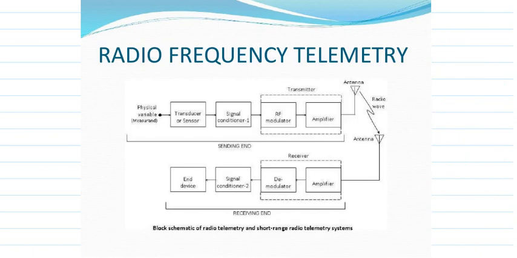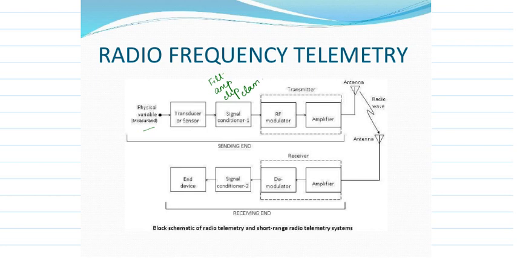So the general block diagram, what we have discussed, is the same thing. The physical variable, that is your measurand. Then you have a transducer, then signal conditioning. In signal conditioning, either you can go for amplification, or filtering, or a clipper, or a clamper. Whatever manipulation you want to perform, that will be signal conditioning.